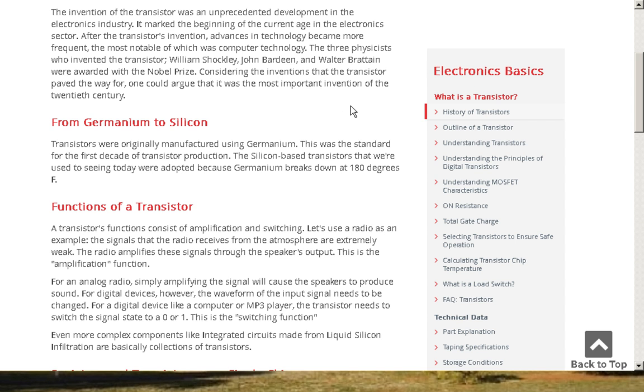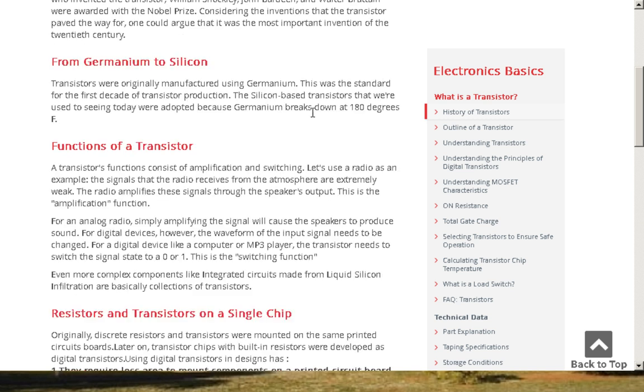It says germanium breaks down at 180 degrees Fahrenheit. Wouldn't transistors just melt at that temperature anyway? Transistors are used for amplifying and switching. That's my bird in the background.